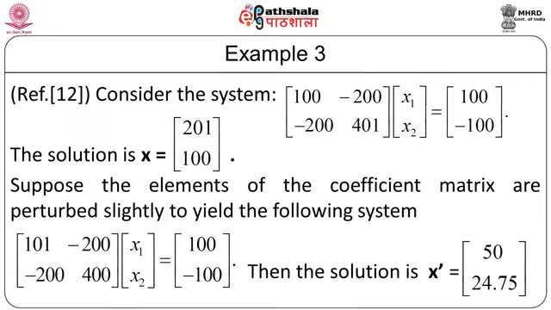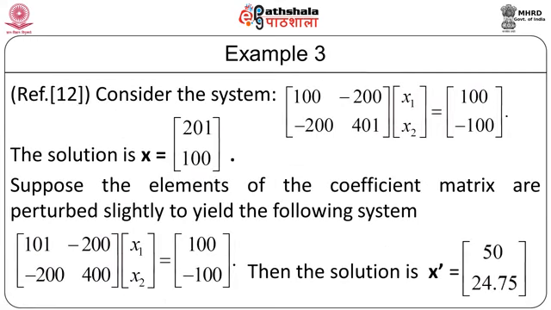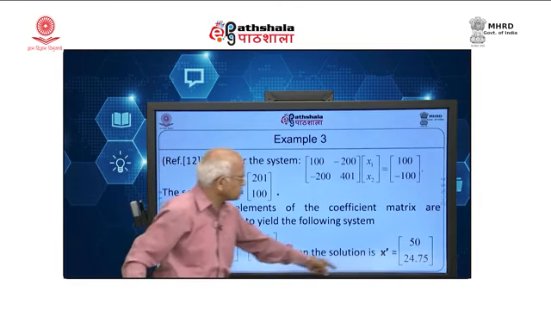This is another example of a similar system. Here now I am perturbing A slightly. So, my A is 100, minus 200, minus 200, 401, x1, x2 equal to this. The solution will be given by 201 and 100. And suppose the elements of the coefficient matrix are slightly perturbed like this. So, instead of taking 401 here, I am taking 101 here, and 400 here, and everything else remains same, then the solution becomes this.